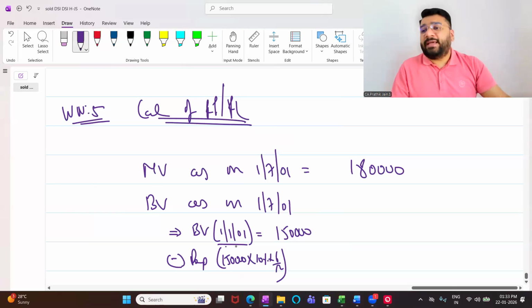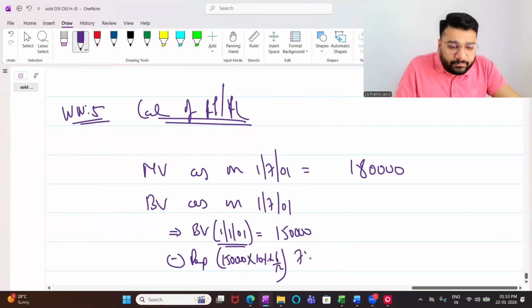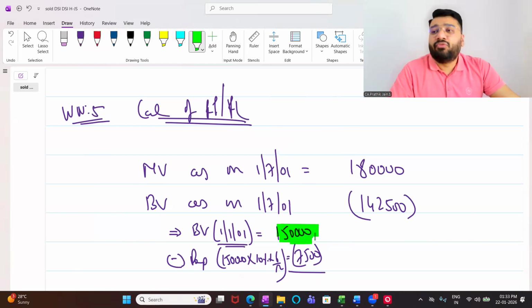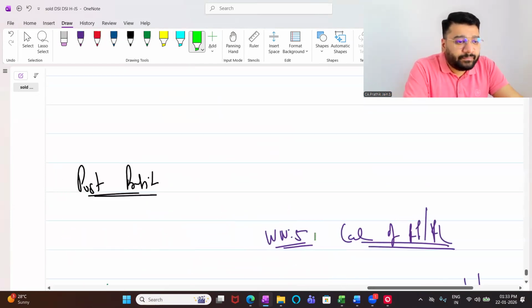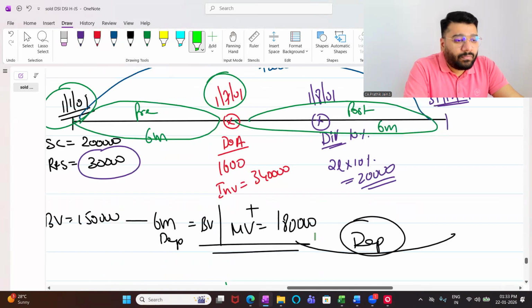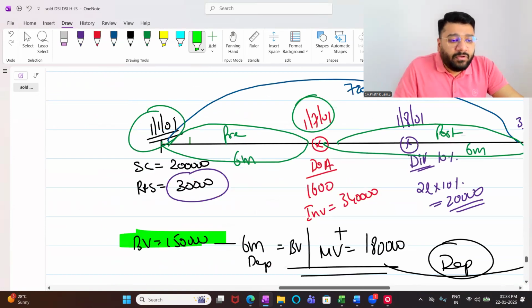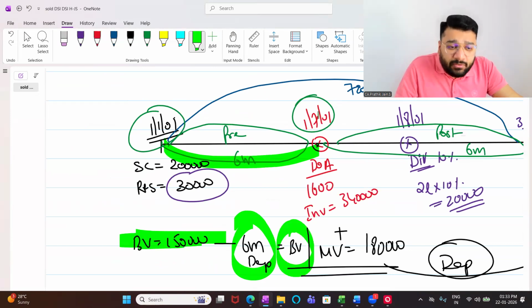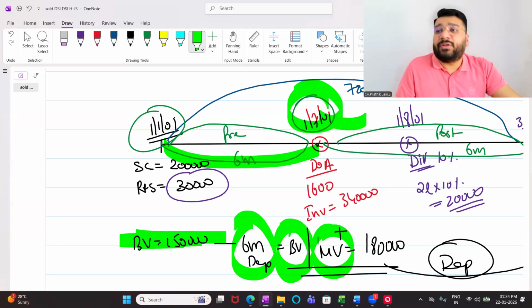From 1/1 to 1 July, 6 months' depreciation. How much is it? 7,500 you have to minus. Balance how much? 1,42,500 is the book value. So what did I do now? 1,50,000 is the book value of the asset at the beginning of the year. From here till 1 July, we have 6 months. So if I minus 6 months' depreciation, I'll get the book value as on 1 July, which is the date of acquisition. Now this book value on 1 July, I have to compare with the market value on 1 July. Hence, I'll get the revaluation profit or loss.